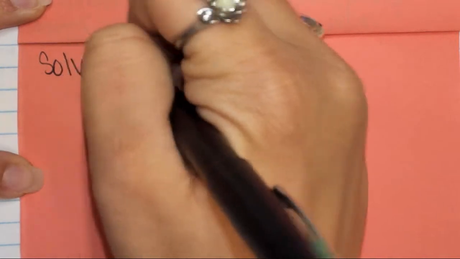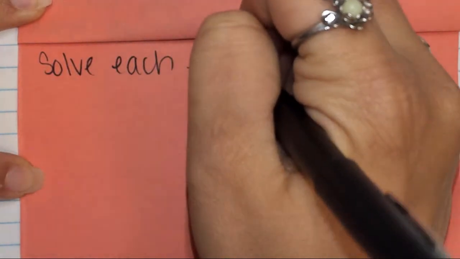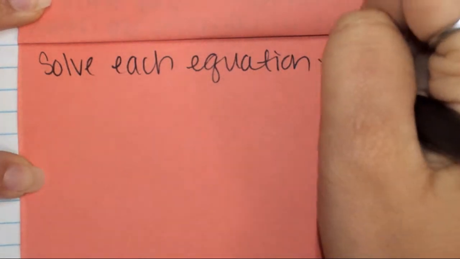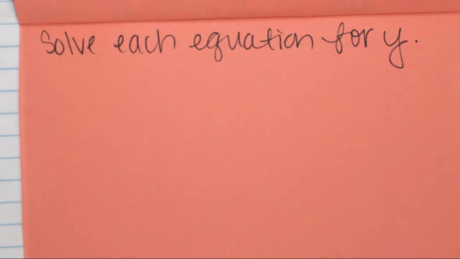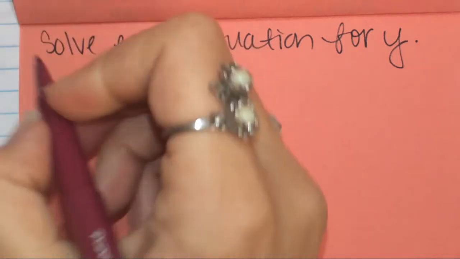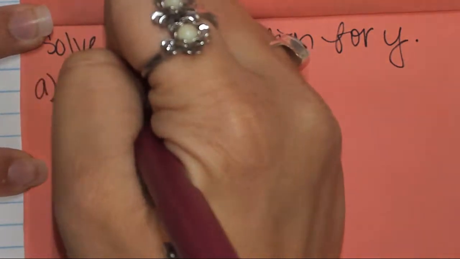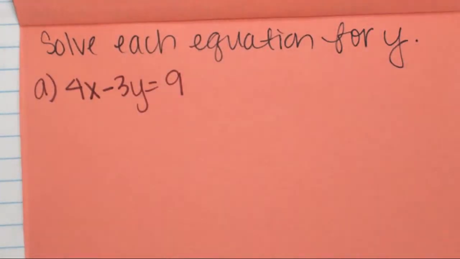Sorry guys. All right, so solve each equation for y. Now remember, standard form is when x and y are on the same side, so it's ax plus by equals c. Our problem A is going to say 4x minus 3y equals 9. That's in standard form, and we're trying to put it in slope-intercept form. So we're going to solve the equation for y and get y by itself.